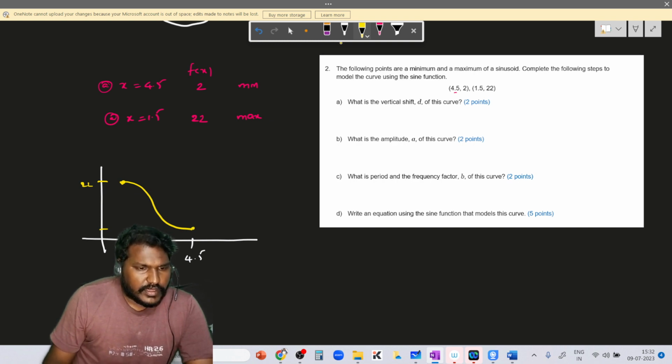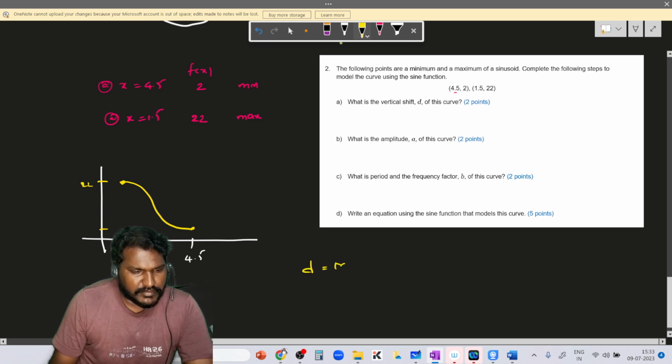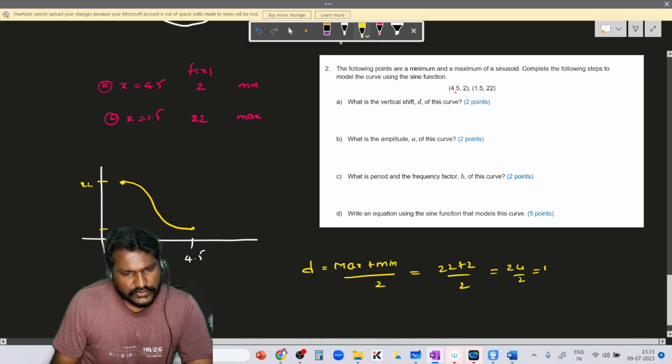Okay. And what is the vertical shift d? Vertical shift d is nothing but the average of the maximum value and minimum value. So d is given by maximum plus minimum by 2. So 22 plus 2 by 2, 24 by 2, it is 12. So the answer is 12.